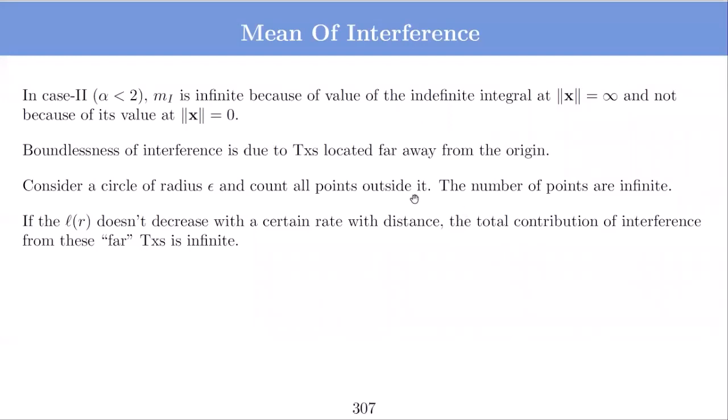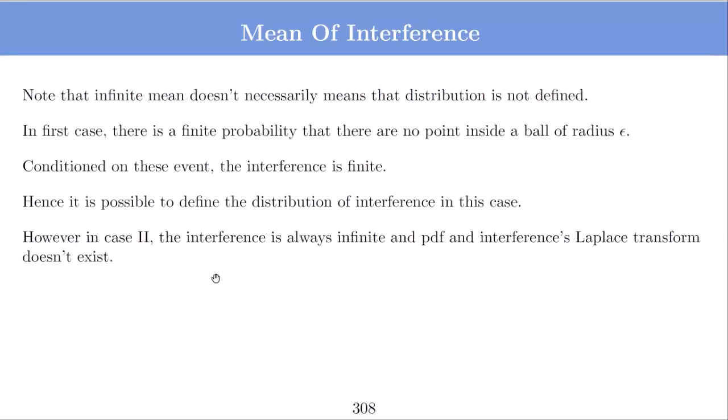Right. But here the problem is coming because of the transmitters located far away. Okay. So if you consider a circle of radius epsilon and count all points outside it, the number of points are infinite. And if the path loss does not decrease with a certain rate with distance, the total contribution of interference from the points outside this ball, which we term as far, is infinite. Okay.